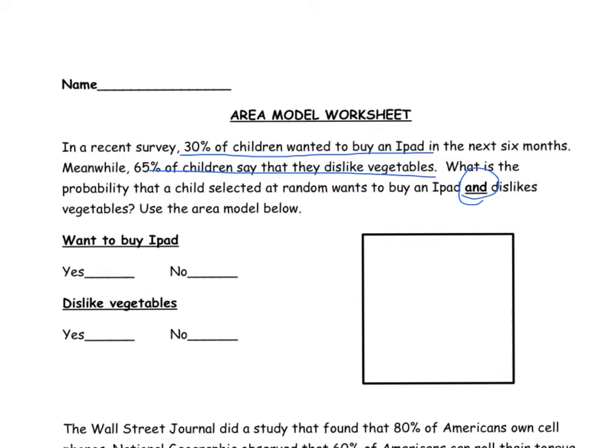When I hear the word "and," it makes me think that the student has to be in both categories, iPad and dislike. So we're going to look for a zone on our chart where the probability shows that a student is in both, iPad and dislike.